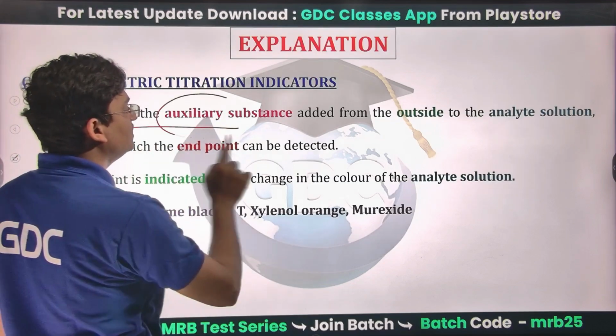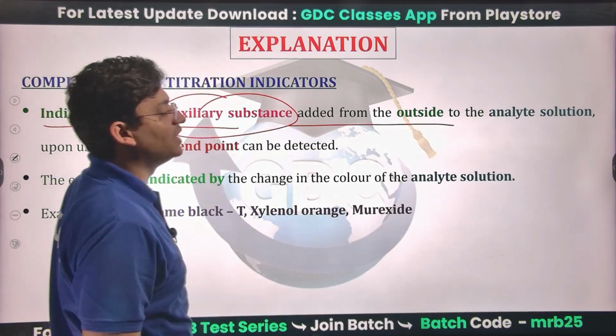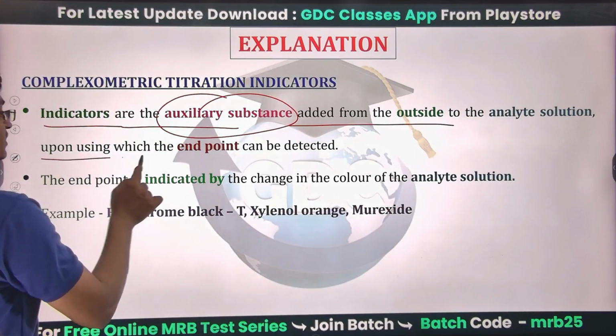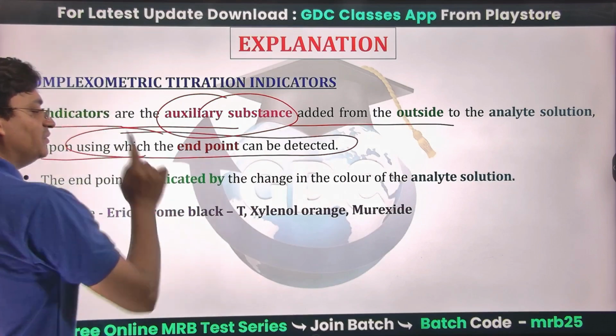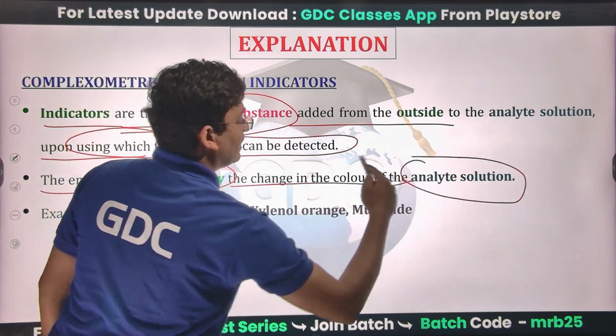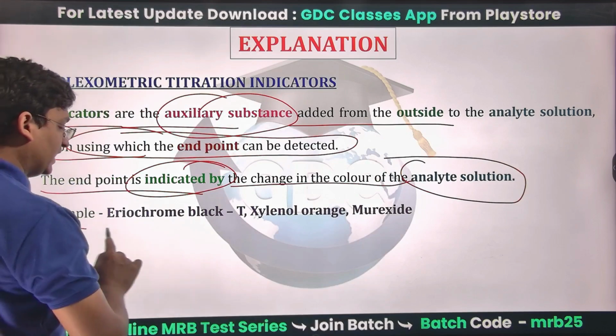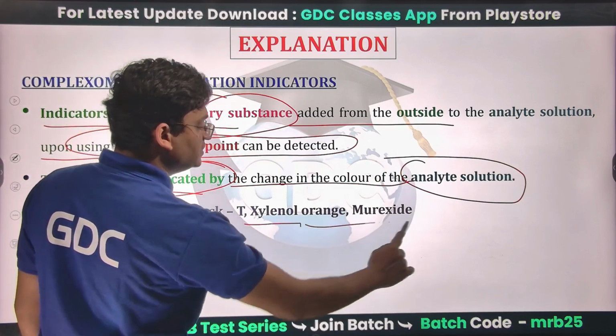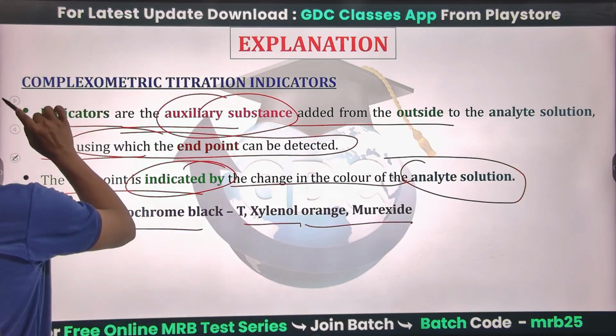Indicators are auxiliary substances that are added from the outside to the analyte solution, upon using which the end point can be detected. The end point is indicated by the change in the color of that particular analyte solution. Examples like eriochrome black T, xylenol orange, and murexide are all cases for indicators.